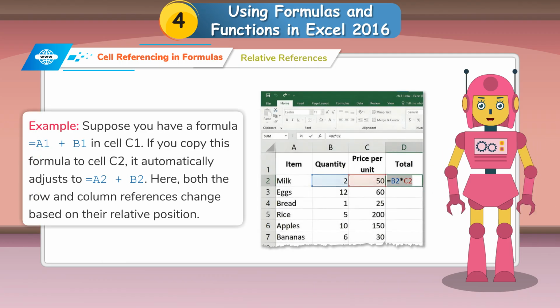Example: suppose you have the formula =A1+B1 in cell C1. If you copy this formula to cell C2, it automatically adjusts to =A2+B2. Here, both the row and column references change based on their relative position.